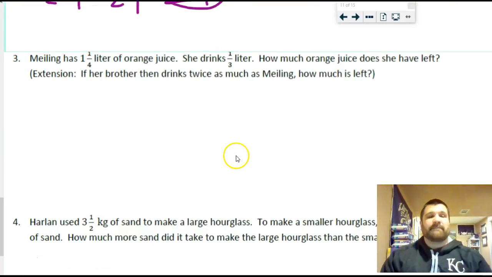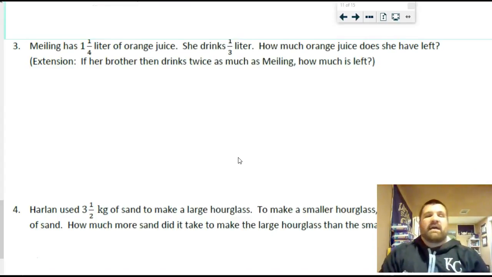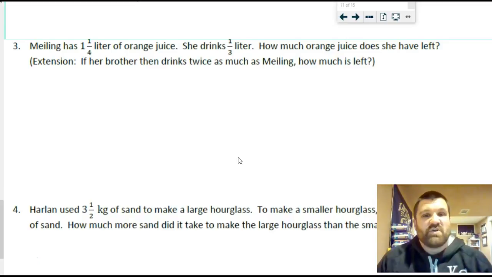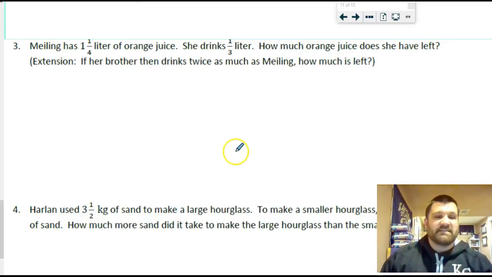Let's look at 3. Melling has 1 1/4 liter of orange juice. She drinks 1/3 of it. How much orange juice does she have left? Okay, pretty easy. And for extra hard work, you could always do this extension. Say, pause and go.